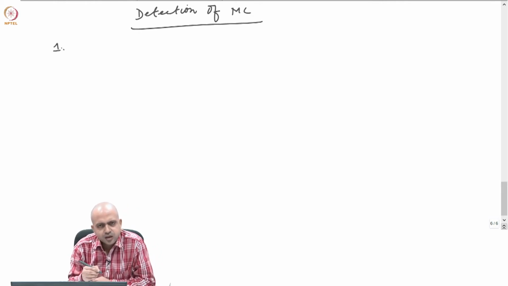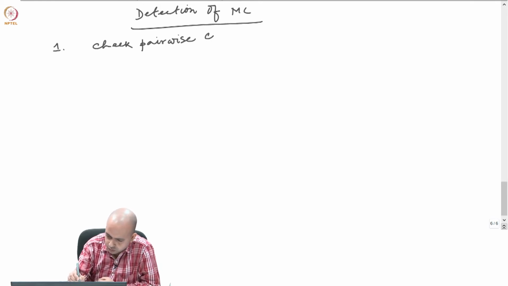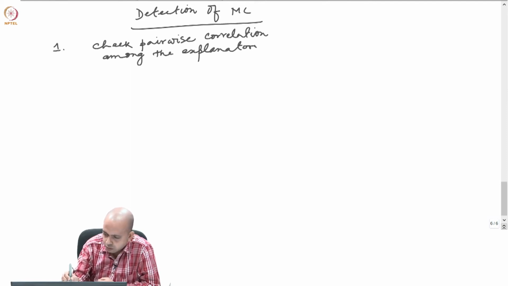First, this is a simple measure. You just check pairwise correlation. Check pairwise correlation among the explanatory variables.